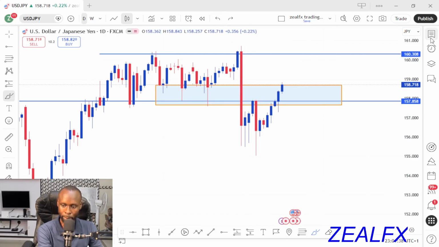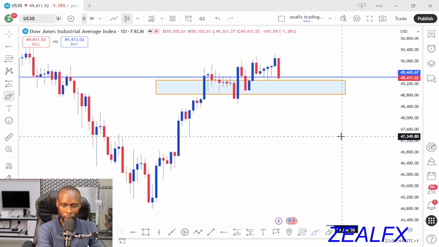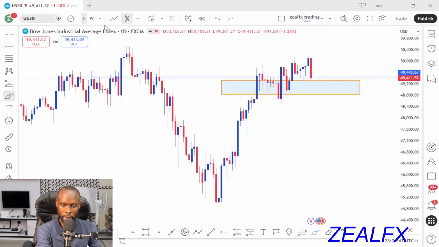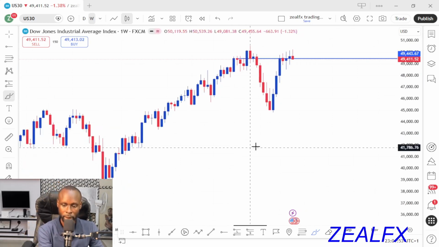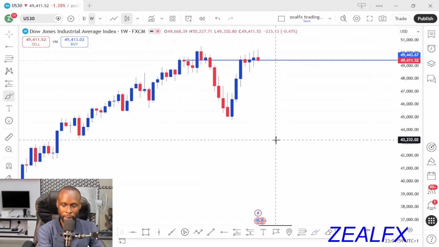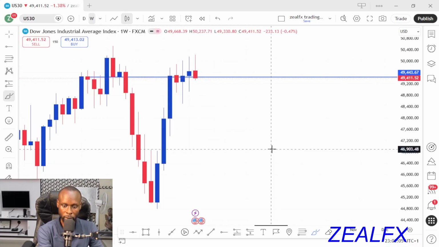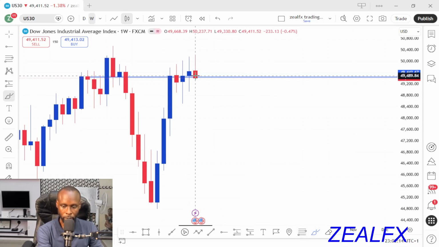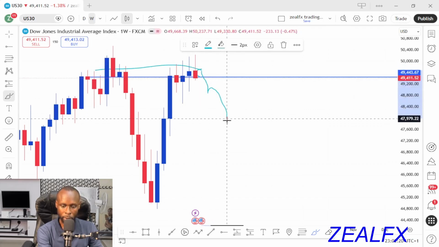So let's look at our next pair, which is the US30. Let's start from the weekly time frame. The US30 on my weekly time frame still closes on a resistance level, and price converted a resistance to support. So we don't have a clear direction yet for US30 on the weekly time frame, because currently we have price close on a support, which shows that we might expect price to retest this resistance area before any further sell for the US30.